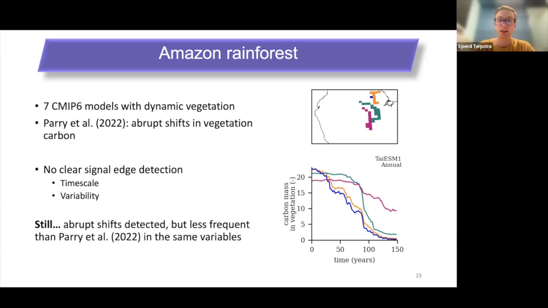In the same variable, we do find less, but we scanned more variables. We scanned basically all the relevant vegetation variables, which you can also find in the paper. And we do find in almost every variable some type of abrupt shift. So this can also be things like the leaf area index or other measures of carbon in the soil.